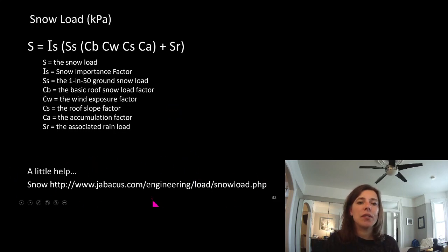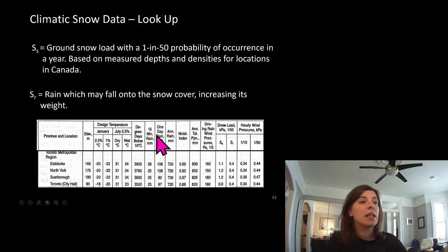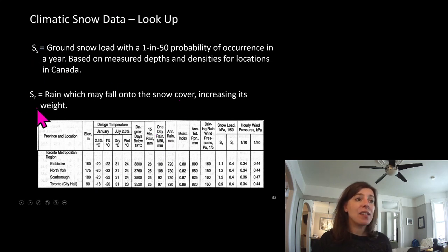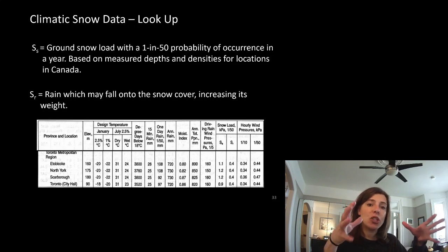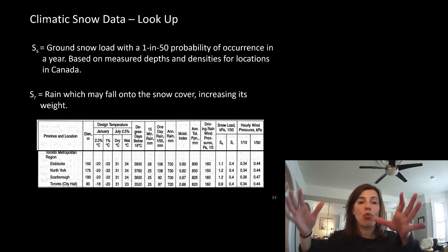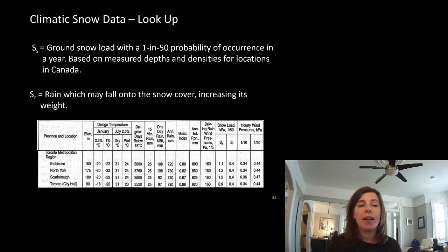If you feel like it, there's an online design resource here. Feel free to check it out if you want anything to help back up your calculations. So SS and SR are things we look up in the building code. A bunch of engineers have gotten together with a bunch of meteorologists, and they've studied weather patterns and snowfall accumulations, and they've said in each region, here is the probable snowfall for a 1 in 50 year snowfall event. So every 50 years we have an estimated maximum snowfall, and that's what we design to.